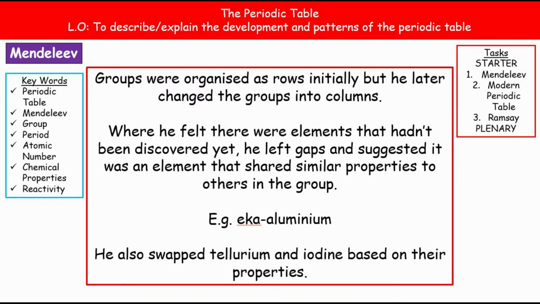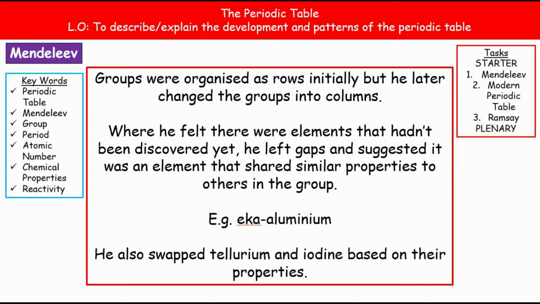It wasn't a case of he woke up one day and then he put this all together, first time, got it spot on. He went through a range of techniques, strategies, trials to actually get to the one that he finally settled on. Because when he started to arrange the elements, he started off with his groups being organised as rows. But then he later decided that actually he wanted the groups into the columns.